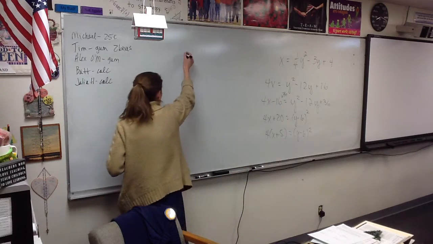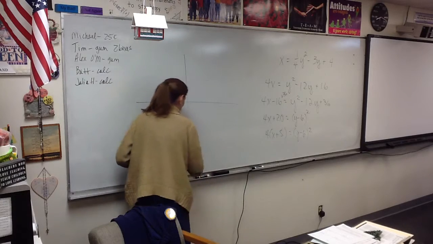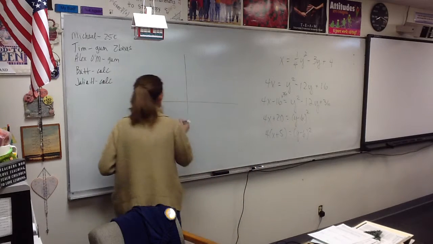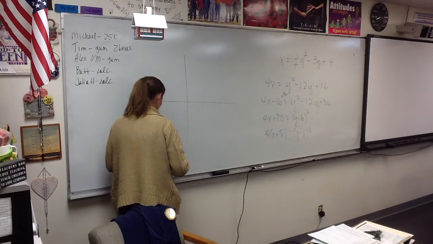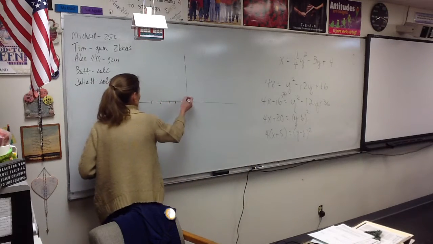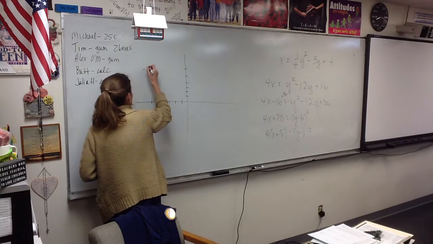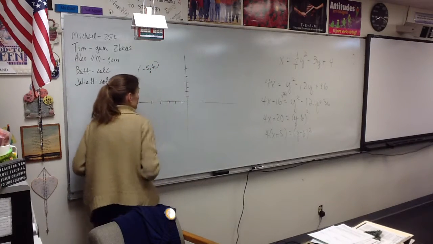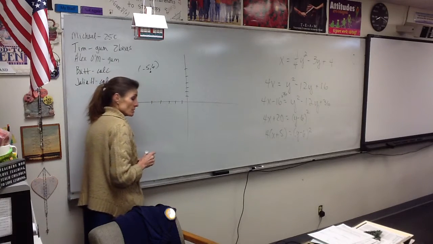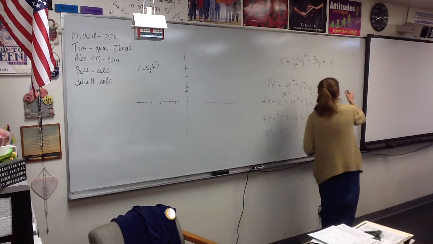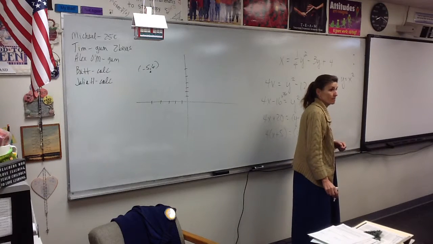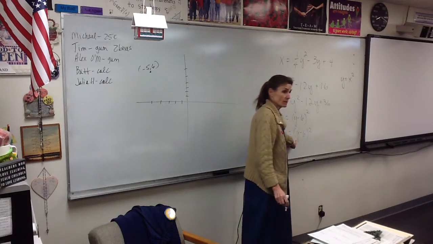All right, so here we go. Where's my vertex? Negative 5, 6. Very good. Which way do I open? It's a y squared. Boys and girls, remember your basic family of functions. y equals x squared, that's up. This is not x squared. It can't be up.